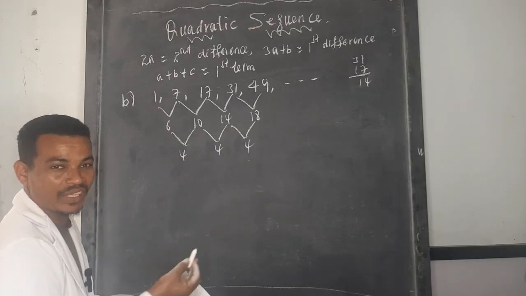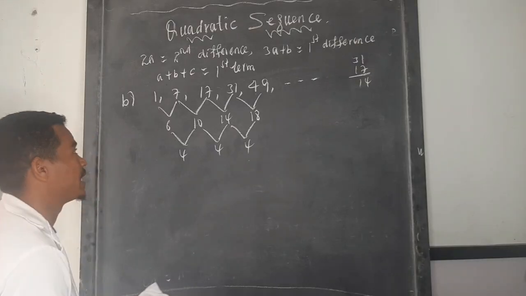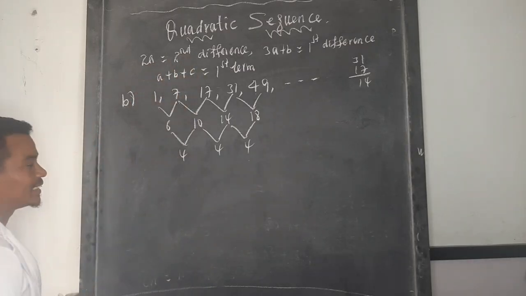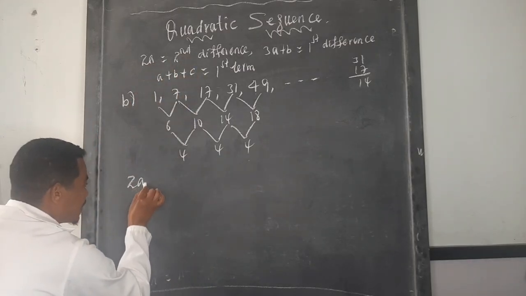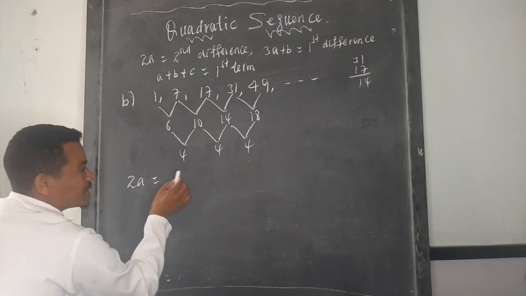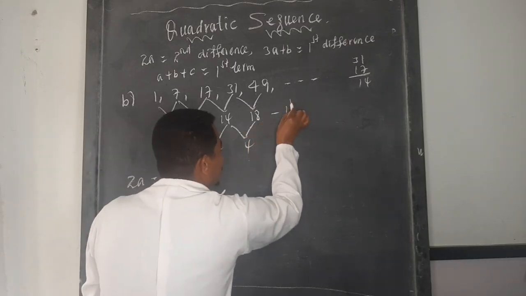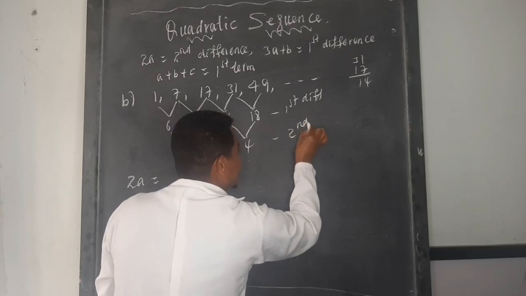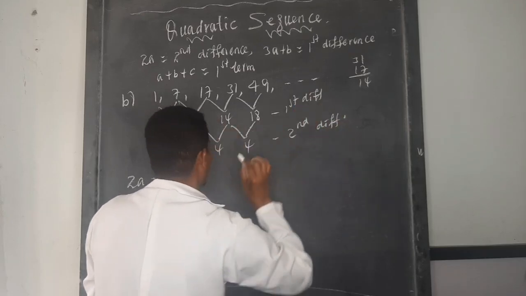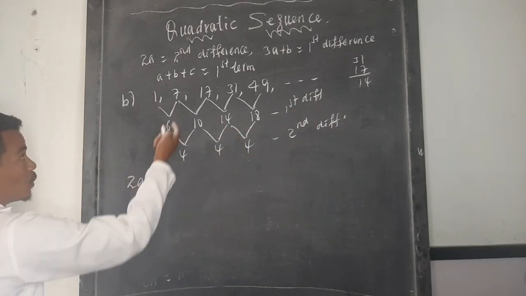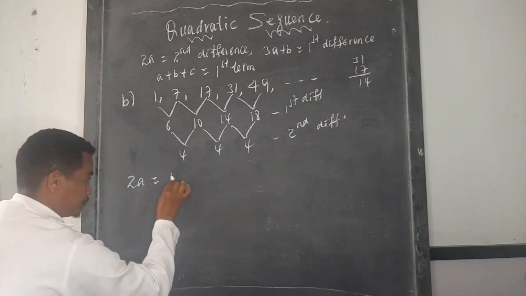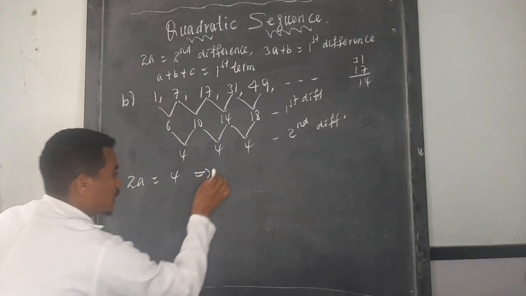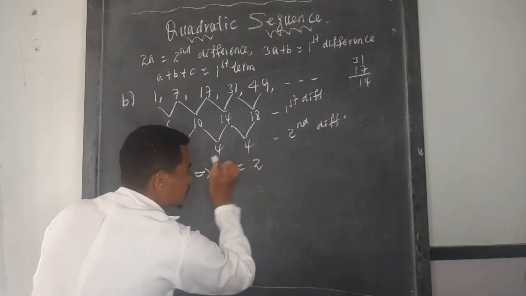So in that case, how can we find the values of a, b, and c? The formula that we apply is 2a is equal to the second difference. This one is the first difference, and this one is the second difference. So 2a is equal to the second difference, which is 4. This implies, dividing both sides by 2, a is equal to 2.